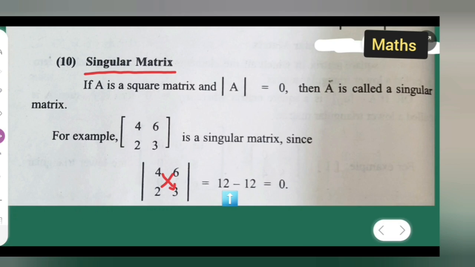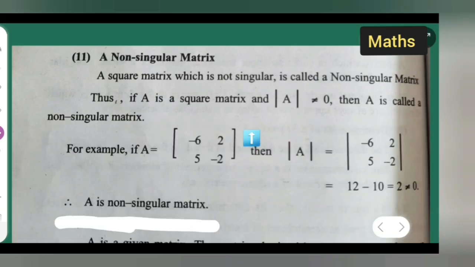4 3s are 12, that is, you'll have to multiply 4 and 3, then minus 6 2s are 12. So 4 3s are 12 minus 6 into 2, so 6 2s are 12. So basically 12 minus 12 is going to give you 0. Okay, so I hope you all have understood the concept of singular matrix.